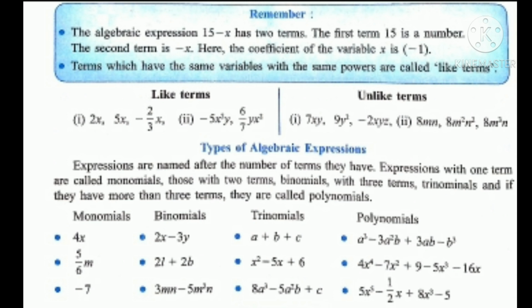See, second example. How many terms are there? 1, 2, 3, 4, 5. 5 terms are there. So more than 3 terms, as I have said just now, will come under polynomial. So if one term, monomial; if two terms are there, binomial; if three terms are there, trinomial; if more than 3 terms, that means it can be 4, 5, 6, it will come under polynomials. More than 3 terms will come under polynomial.